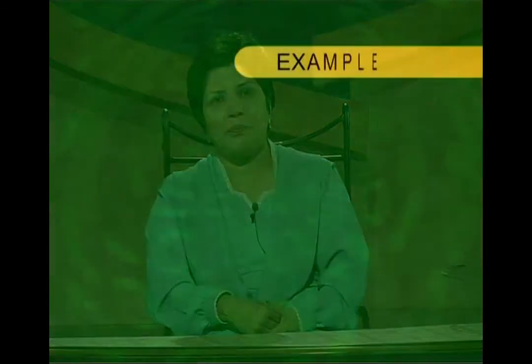So we are extending the initial rule M into N to the case of three experiments, and we are now applying the rule M into N into P, where M is the number of ways of choosing a soup, N is the number of ways of choosing a sandwich, and P is the number of ways of choosing a dessert.